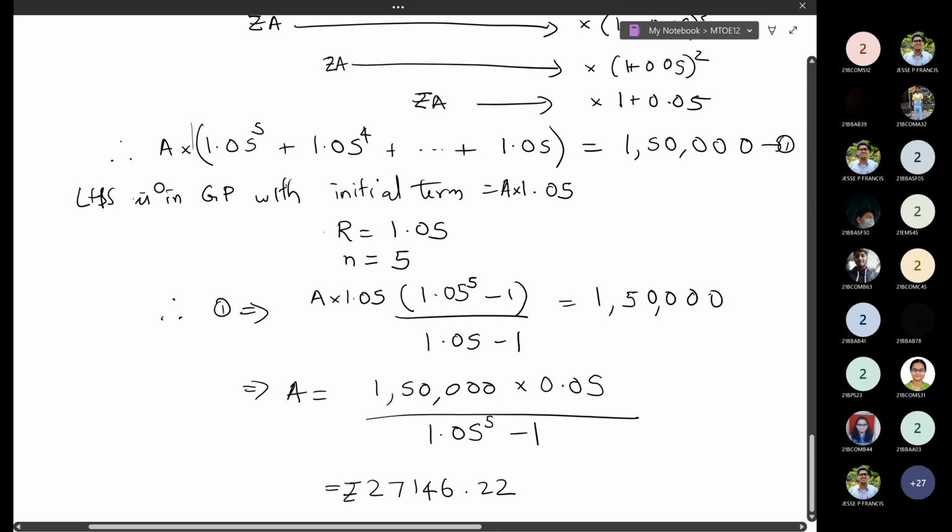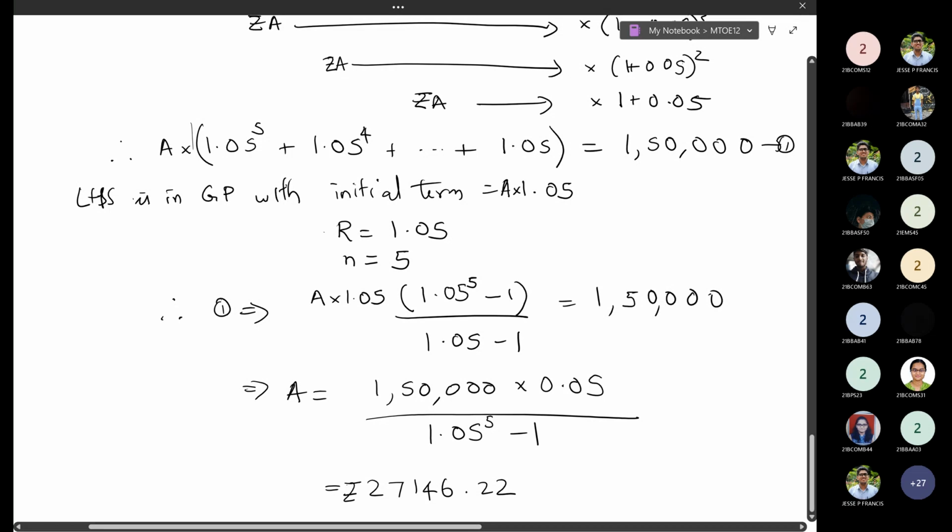Did I understand your question correctly? That is another thing I want to clarify. You can clarify it, I can tell you. Because how I understood is, if I'm doing A into this entire thing, but this is a GP, then why do we take first term to be A into 1.05?